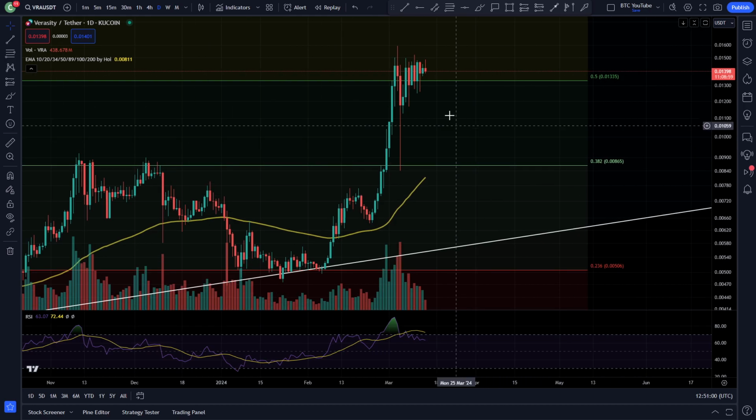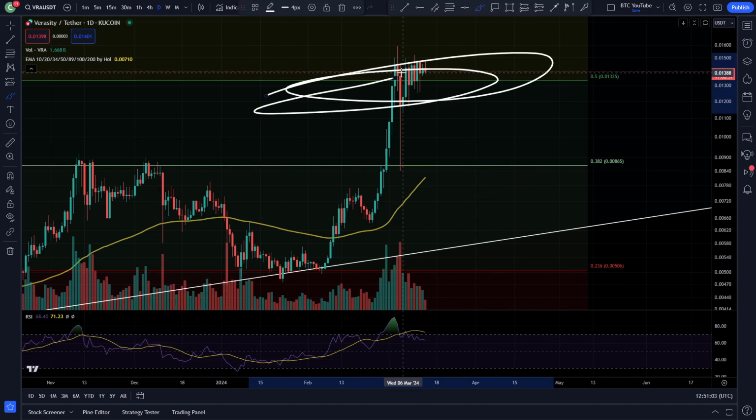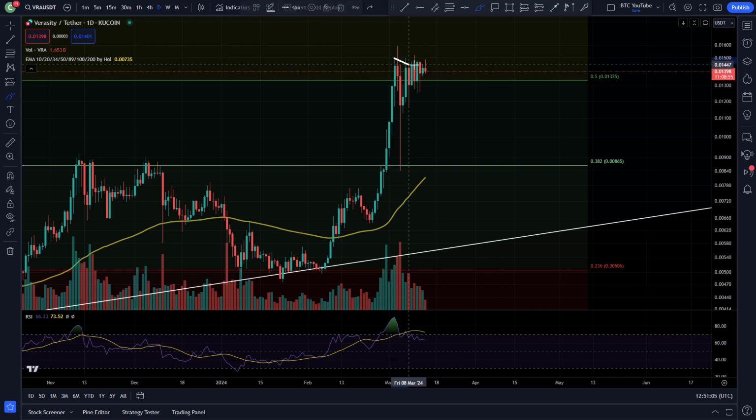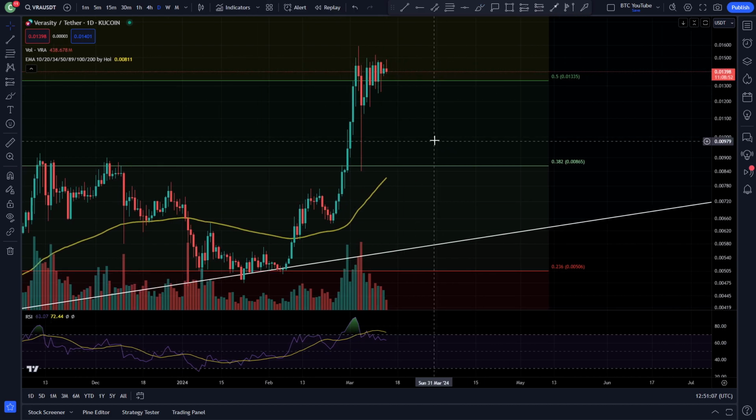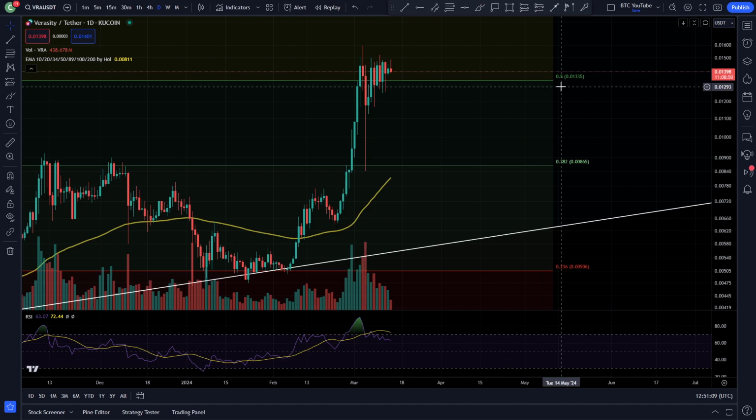Alright then, if we're looking at Verasity today on the daily time frame, you can see not much has happened today so far. Really, we're still just kind of accumulating in and around this 0.50 Fibonacci level at 1.3 cents there. Price today is just around what we're looking at, 1.4 cents there on the chart. And really, still just looking like we're not moving too much at all.